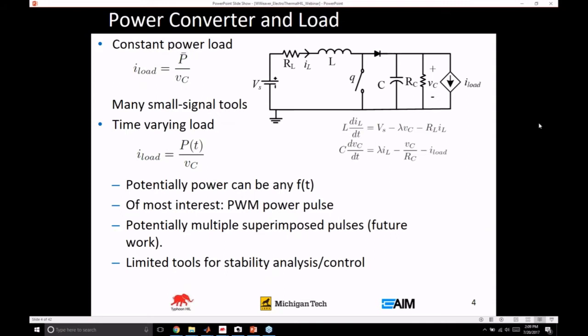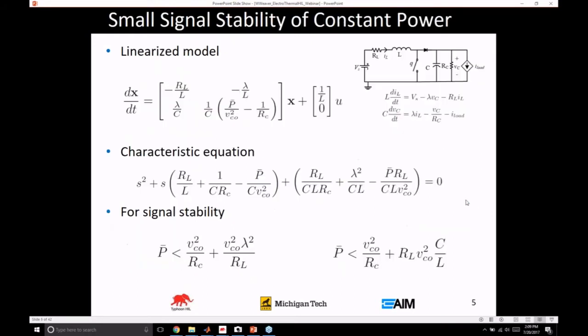That PWM signal is representative of a lot of new loads that are going to come onto the aircraft and marine systems that are starting to be of interest and populate the systems today. In future work and some other ongoing work here at Michigan Tech, we're looking at many pulses on the system, but for today's presentation, I'm just going to focus on one pulse and how that disrupts the system and how that actually affects stability.